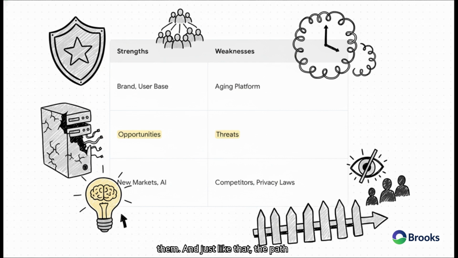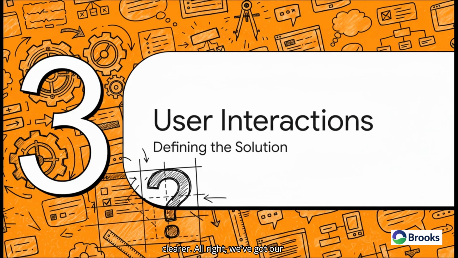And just like that, the path forward starts to look a whole lot clearer. All right, we've got our strategy sorted. Now it's time to zoom right back in. We're moving from the big why we're doing this to the nitty-gritty what and how of the solution itself. These next tools are all about defining the details from the user's point of view.